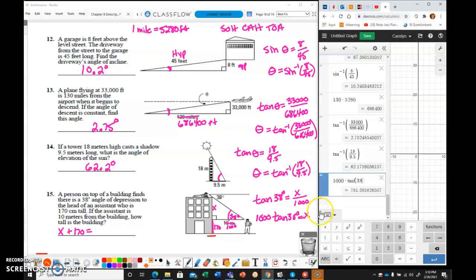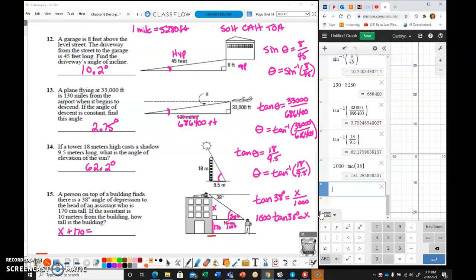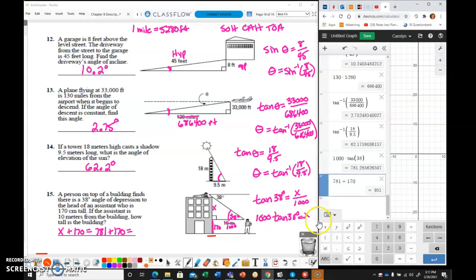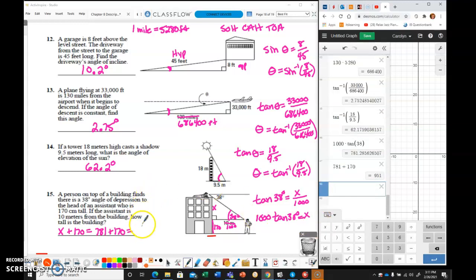So we're using sine, cosine, and tangent when we're looking for the lengths of the sides. We're using the inverse sine, inverse cosine, and inverse tangent when we're looking for the angle measures. So x is 781, so that's 781 plus the 170. So we're going to do 781 plus the 170 of the height of the man, and that gets us 951 centimeters.